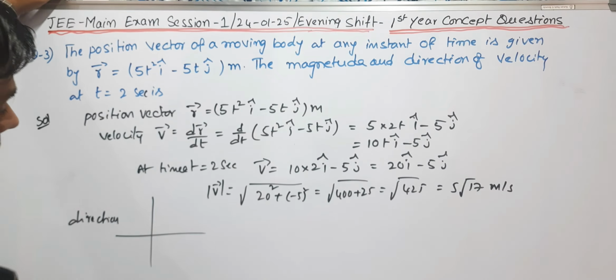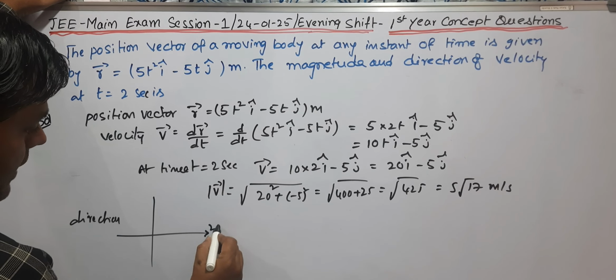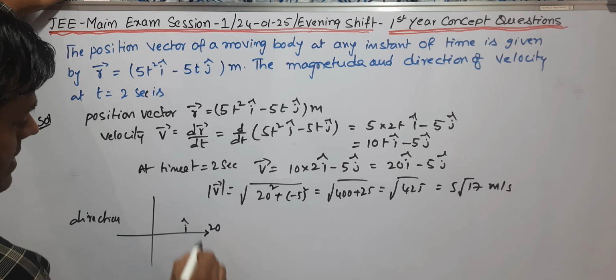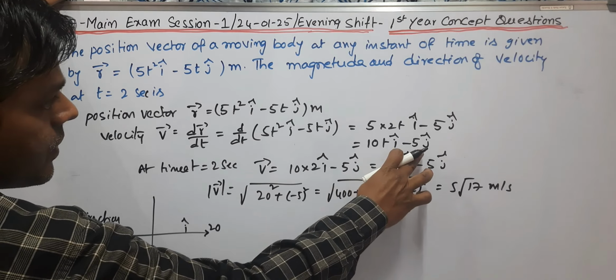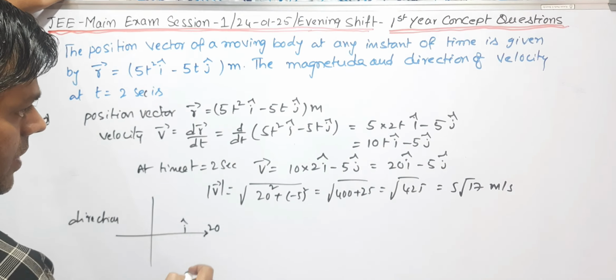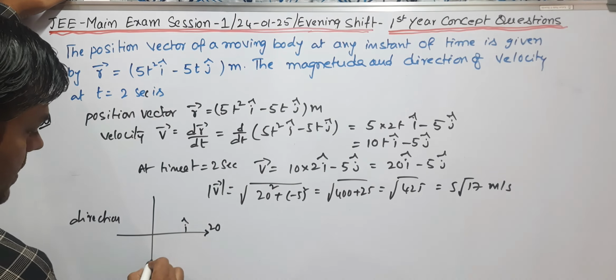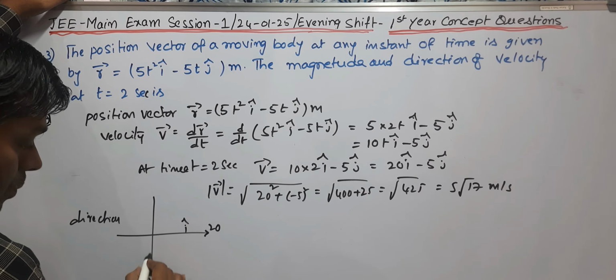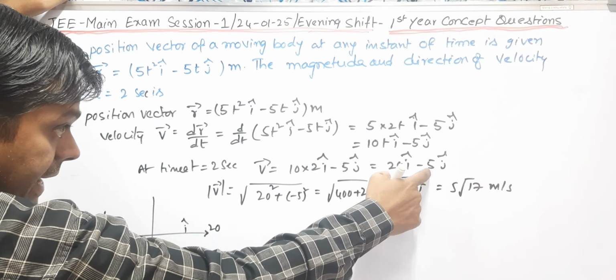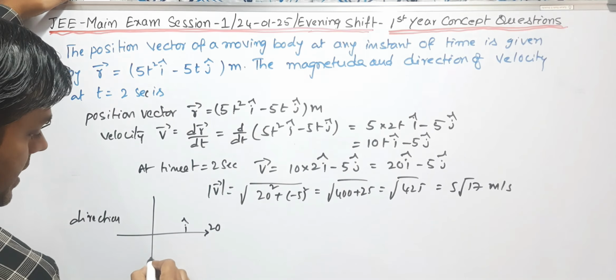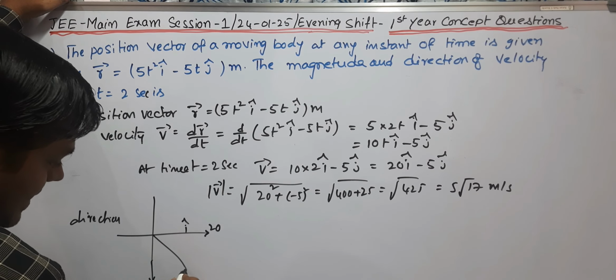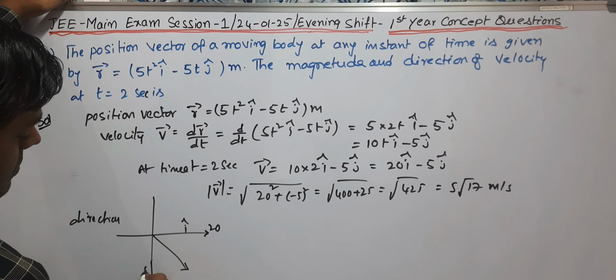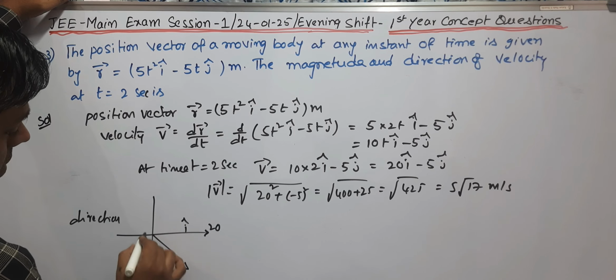20 plus 20, that means what? The particle's magnitude along the positive x axis is equal to 20. Okay, the component of j is equal to what? Minus 5. That means the particle's position vector has a magnitude along the y axis equal to minus 5.